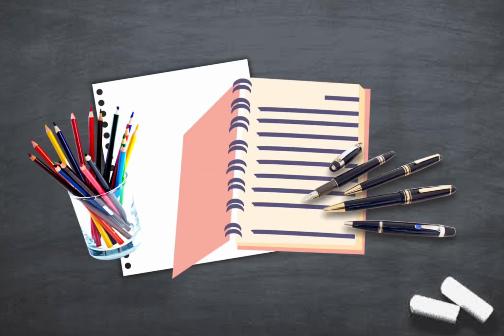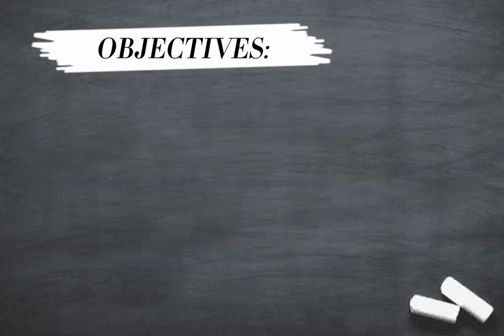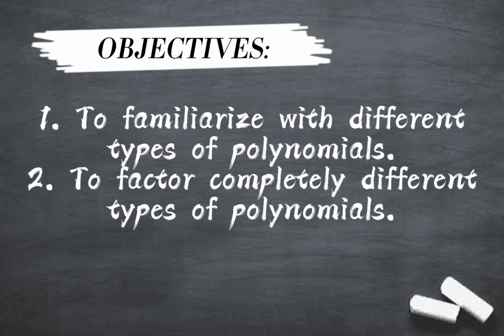Before we proceed to the lesson proper, please grab a pencil or ball pen and your notebook or paper for you to jot down notes. The objectives for this lesson are the following. Number 1, to familiarize with different types of polynomials. And number 2, to factor completely different types of polynomials.